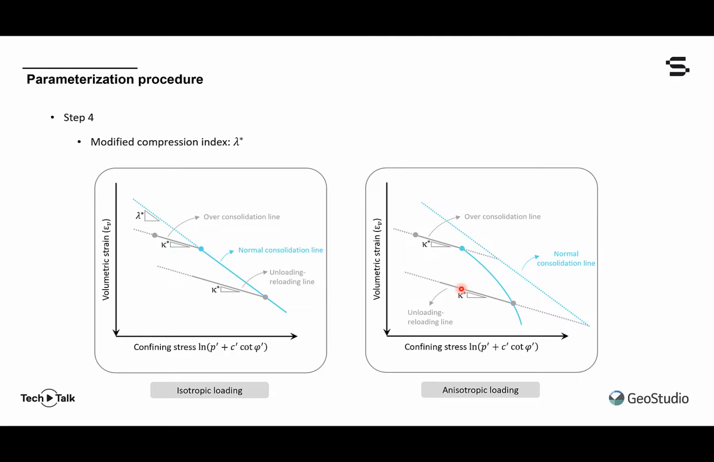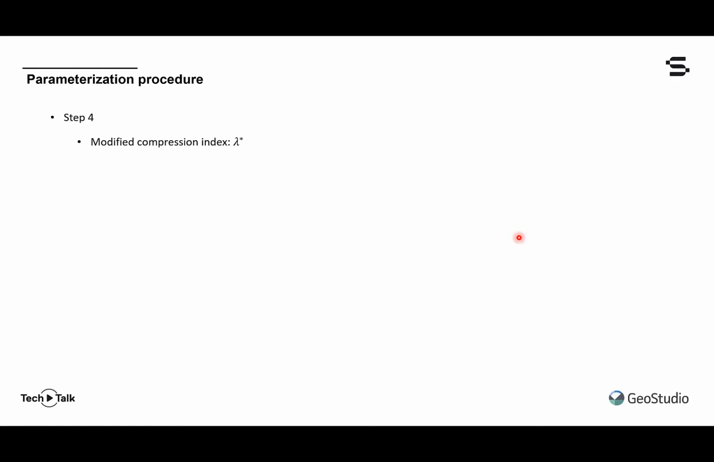Those are the strains we need in order to get the compression index, because that characterizes the plastic straining of the soil specimen. So if we had this isotropic data shown here on the left, this would be an easy exercise and would look identical to that shown on the previous slide for obtaining kappa star. But if we have the data on the right, the process is just a little bit more involved.